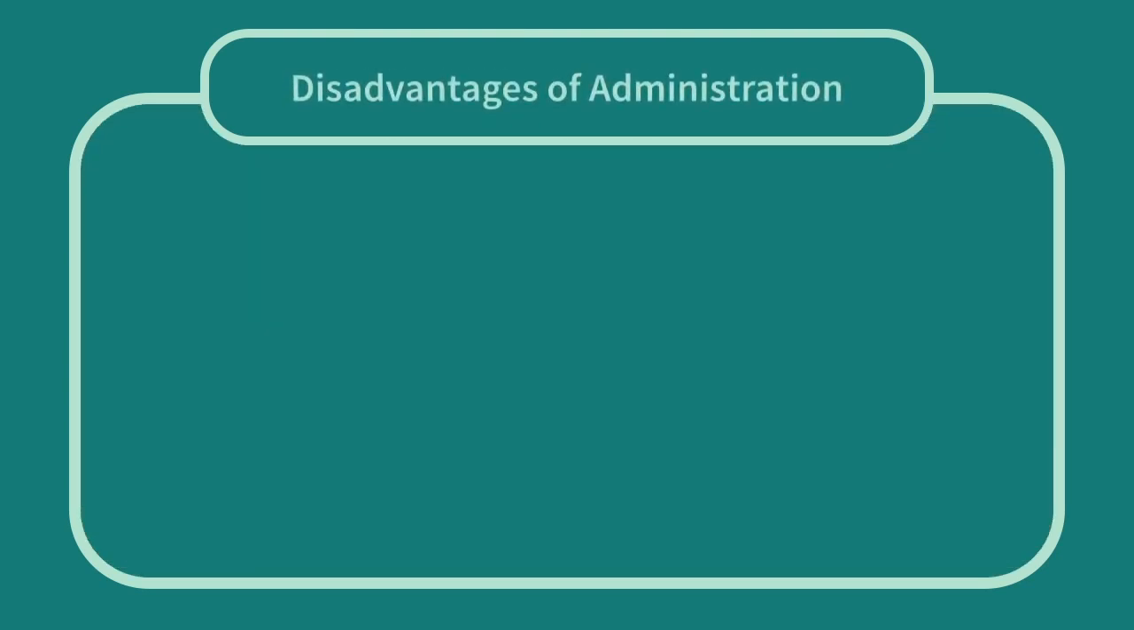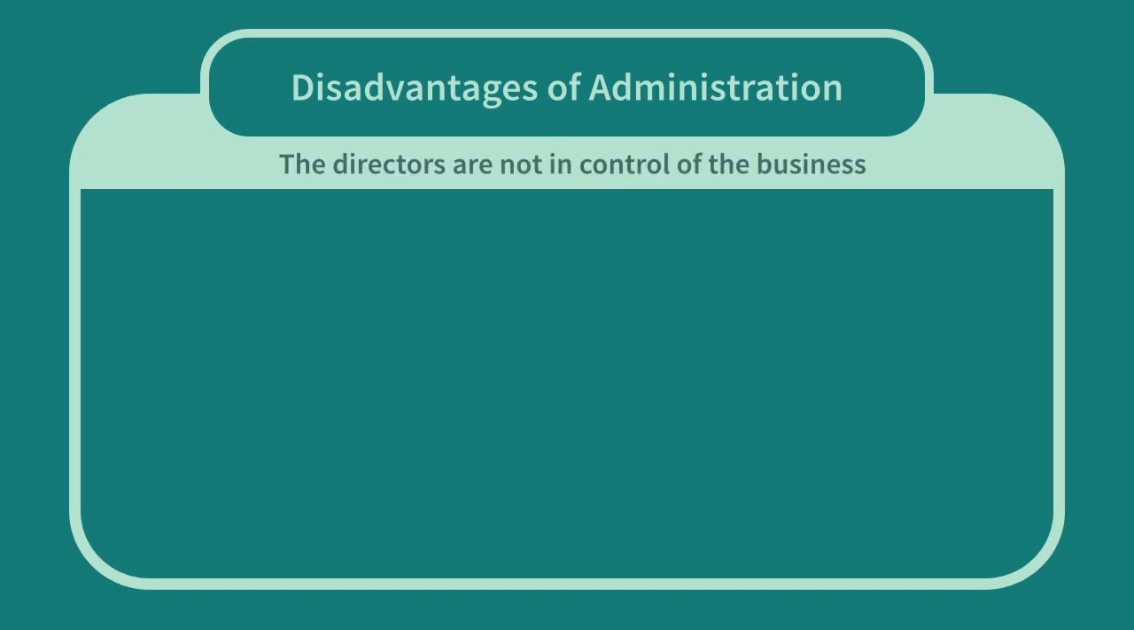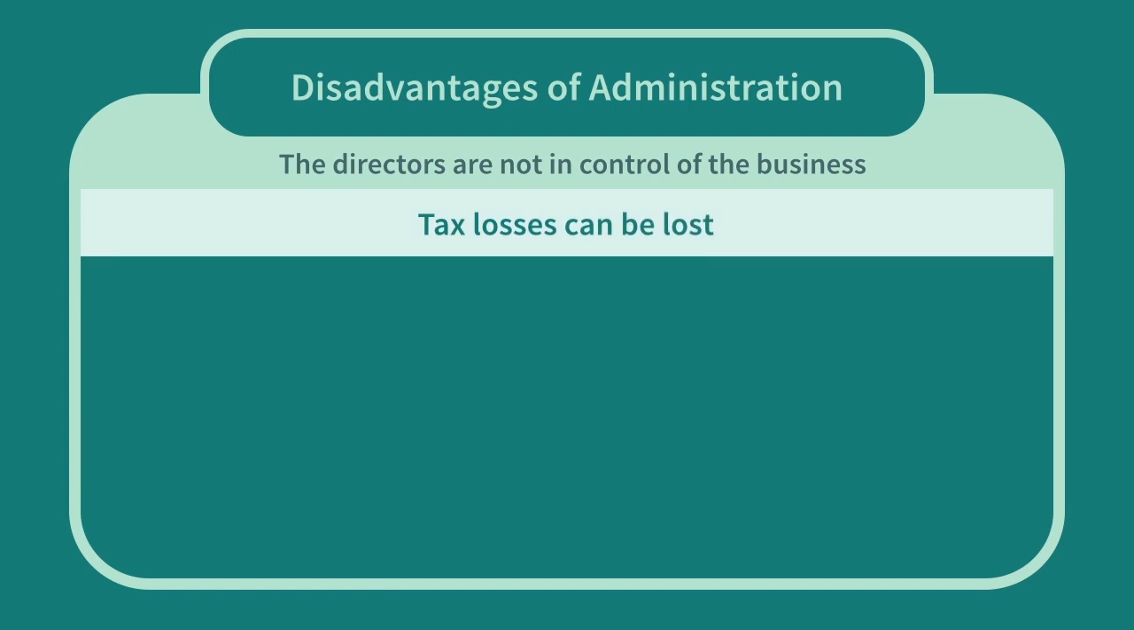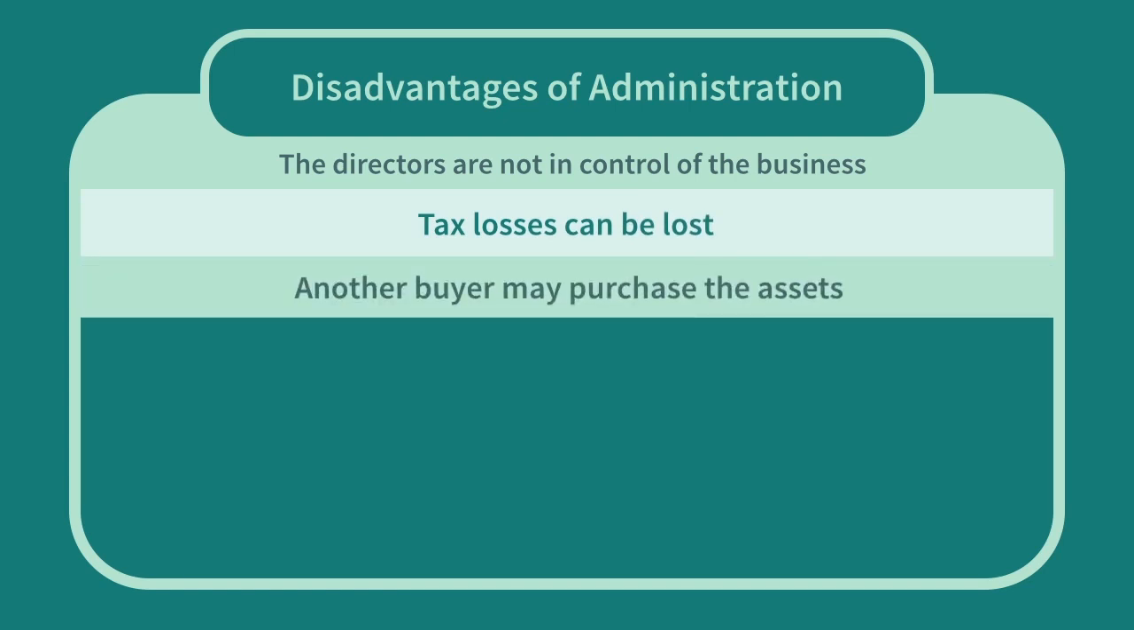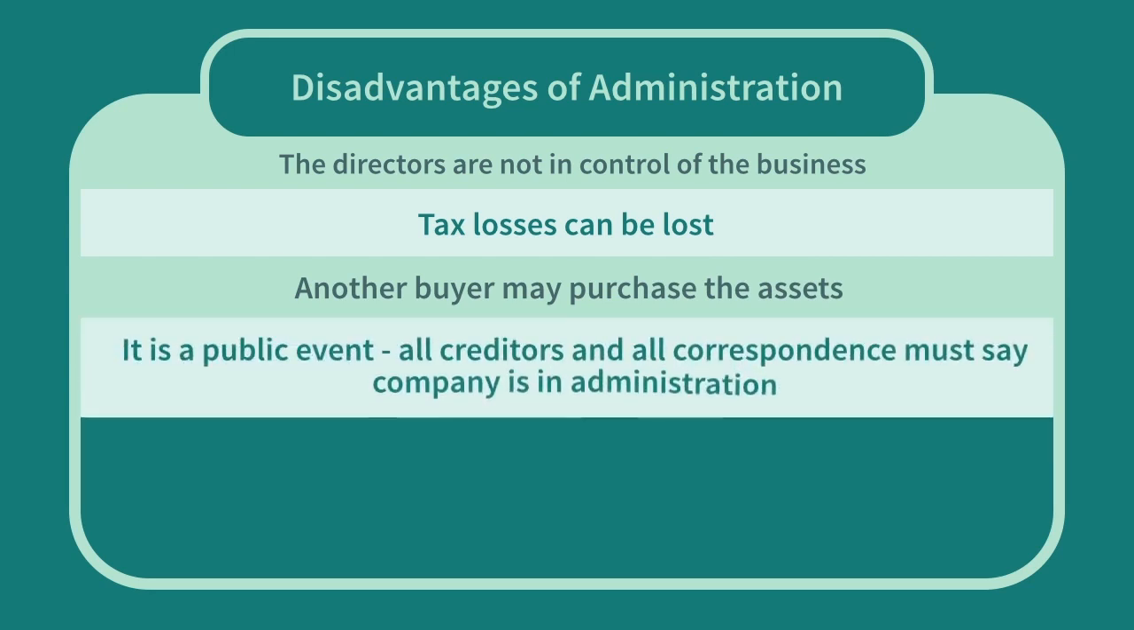What are the disadvantages of administration? The directors are not in control of the business, and an offer from a third party may lead to their removal as directors. Tax losses can be lost. Another buyer may purchase the assets. It is a public event.